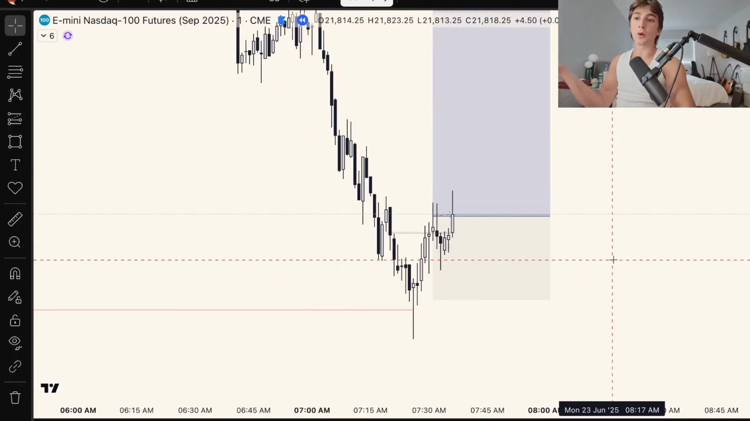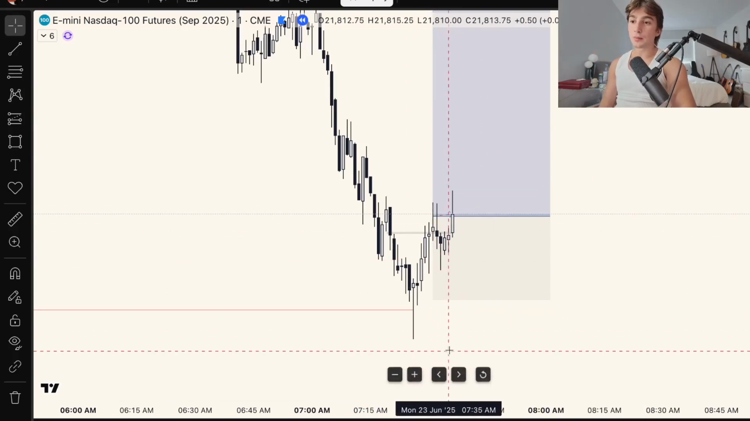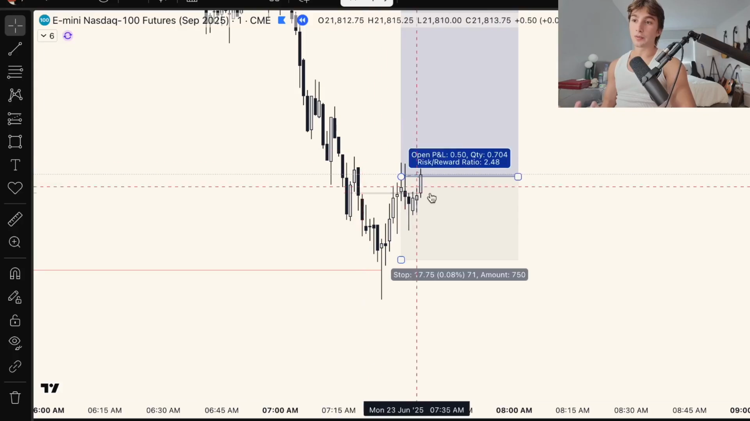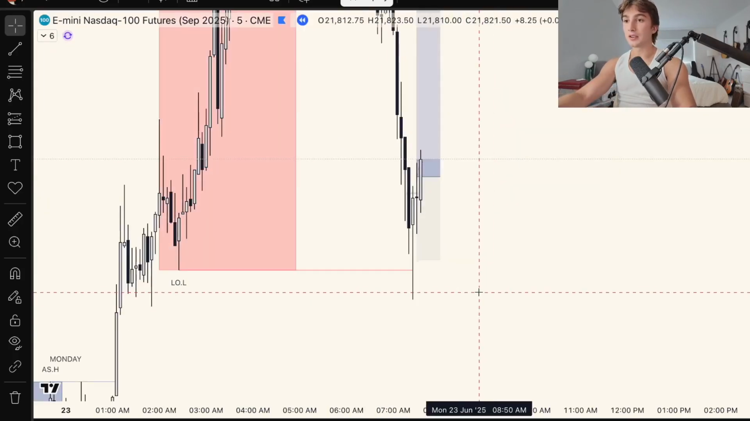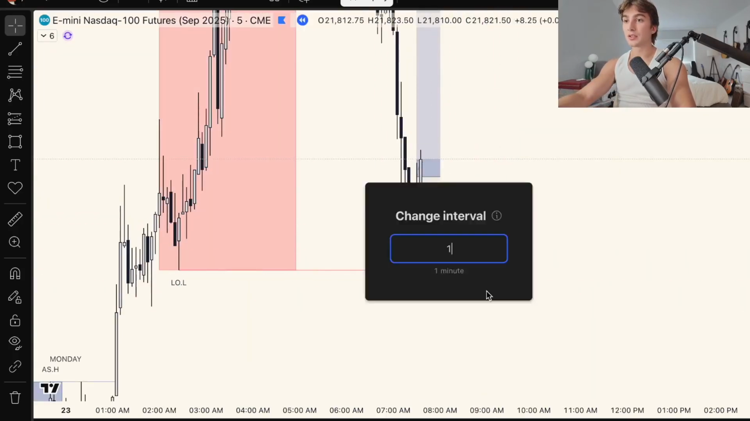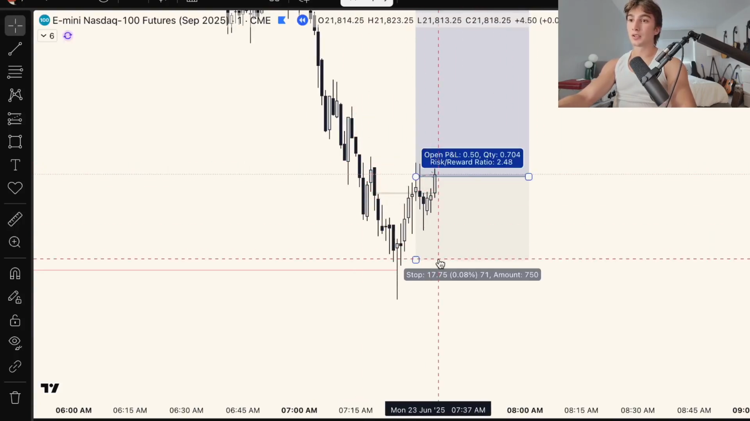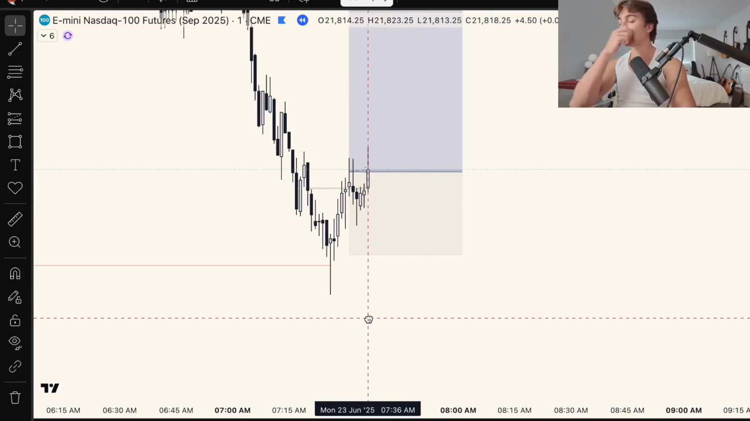So we're not just going to take a 1 minute inverse here. There's two scenarios that we want to wait for. We can either wait for a resweep of this low and then get a better trading leg, or we can wait for a 5 minute inverse. Obviously here, we don't have a 5 minute inverse, so there's no 5 minute inverse we can wait for here. So we have to wait for either a resweep or, yeah.